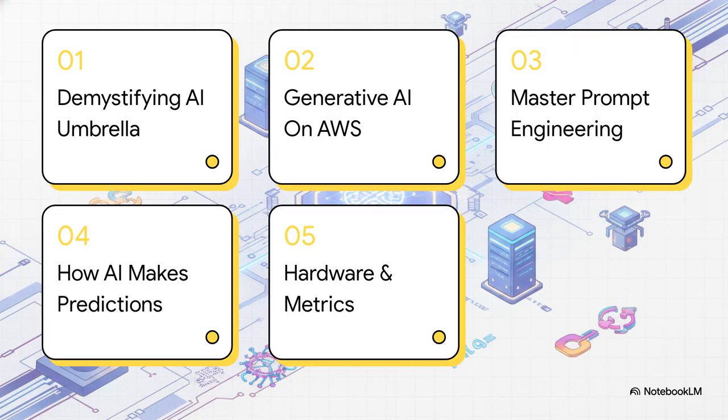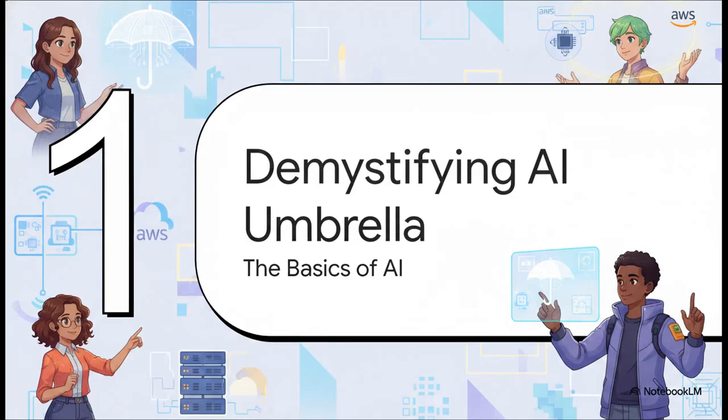Okay, let's quickly look at our game plan. First, demystifying the AI umbrella. Second, generative AI on AWS. Third, mastering prompt engineering. Fourth, how AI makes predictions. And finally, hardware and measuring success. Let's dive right in. Section 1.